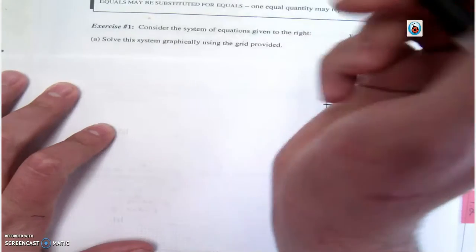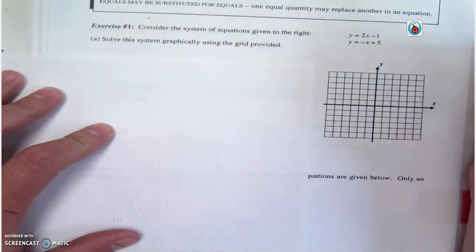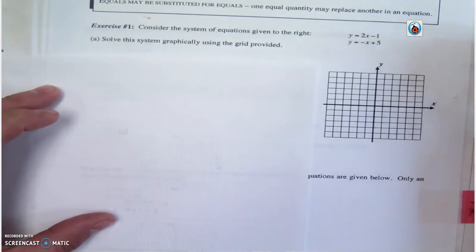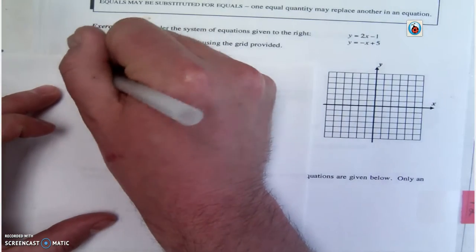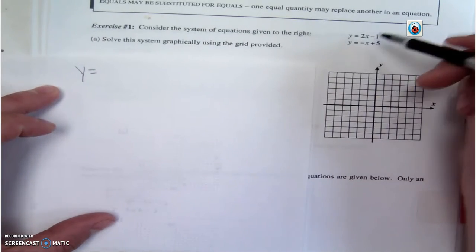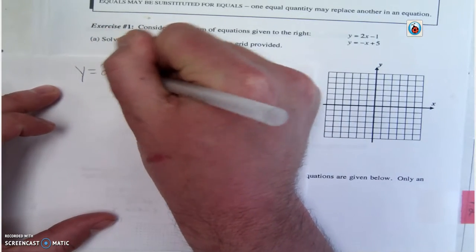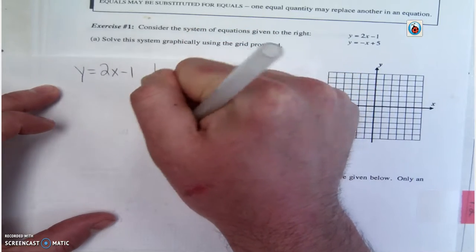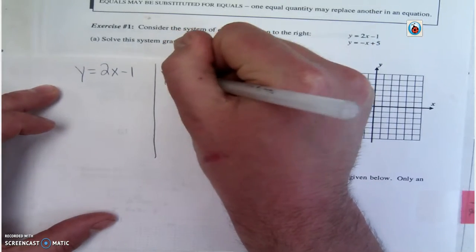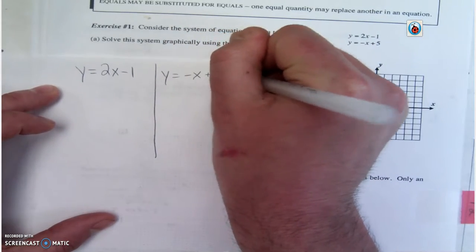Welcome back, and today we're going to be solving systems of linear equations by using the graphing method. What we need to do in order to solve these is, we have two equations listed on the right hand side here. I'm going to rewrite them. We have y equals 2x minus 1, and we also have y equals negative x plus 5.